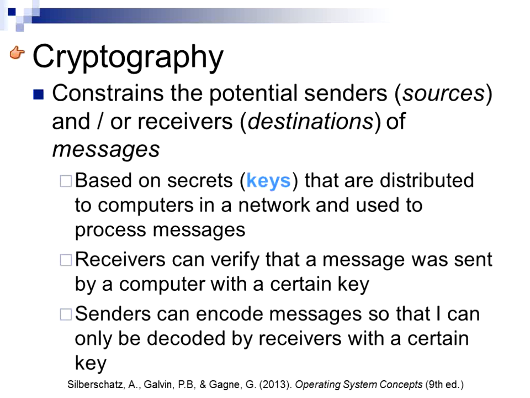Okay. So one way that we try to prevent or guard against some of these different attacks on a system is through cryptography. And cryptography basically constrains the potential senders or sources and the potential receivers or destination of different messages. So cryptography is based on having secret keys that are distributed to computers in a network and used to process messages.